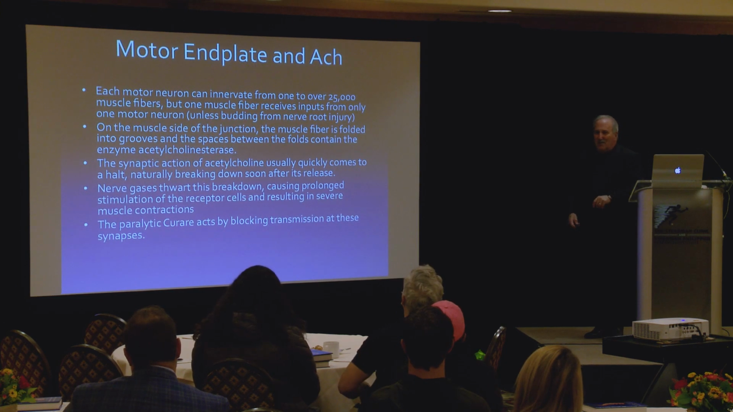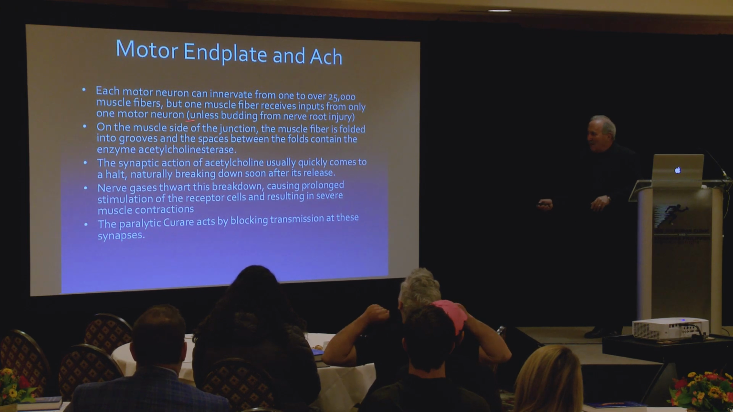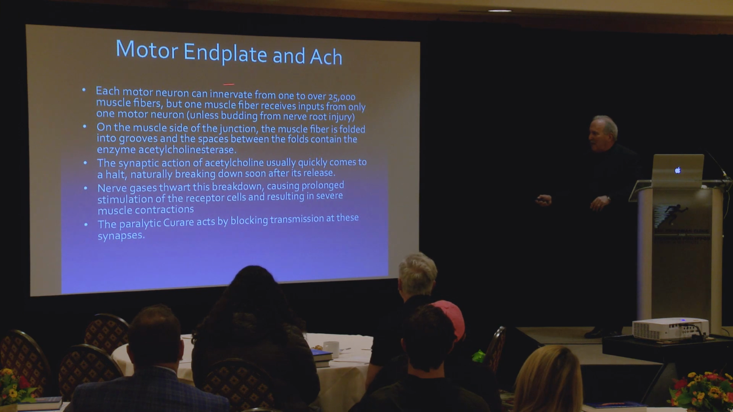So this is the hard part. This is a lot of droning information, but still stick with me. So each motor neuron can innervate from 1 to 25,000 muscle fibers, either very fine skills like fingers in your hand to very coarse like quad or gastroc soleus. So one muscle fiber receives inputs from only one motor neuron unless there's budding, which we'll talk about for injury.